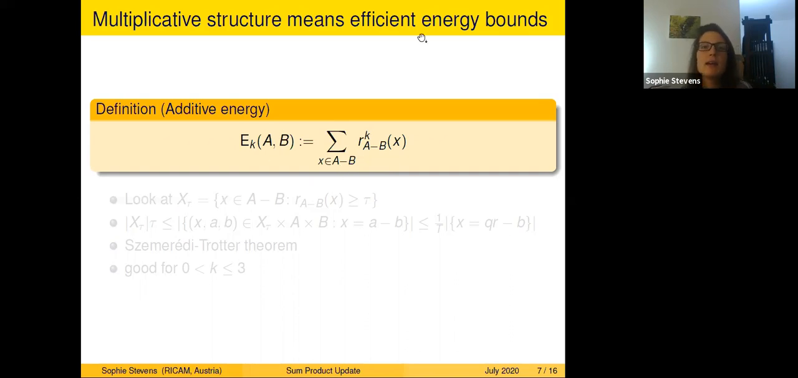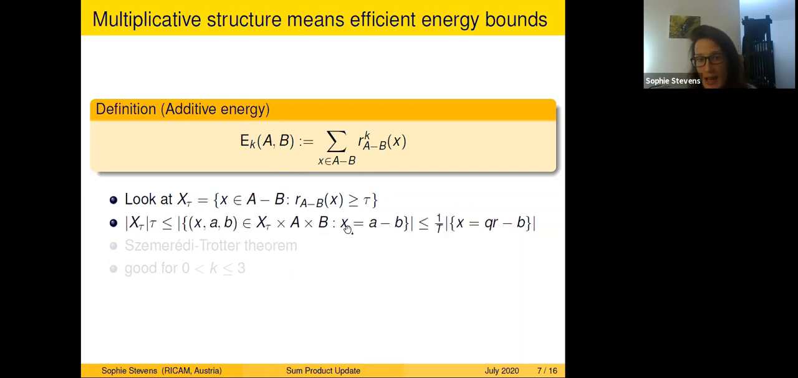All right, and if we've got multiplicative information on our set A, then we can estimate this quite well. So let me give you a hint as to how this happens. Let's look at the support of this function, and let's look at elements of the support which admit many representations. So I'll introduce a parameter tau. We're going to look at X tau, which is going to be the set of elements in the support for which this element x can be written as A minus B at least tau times.